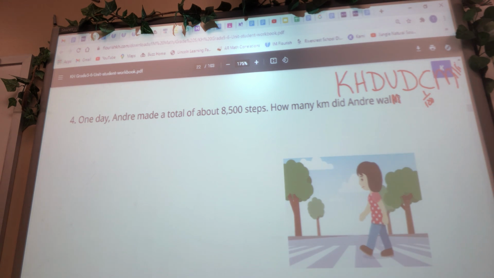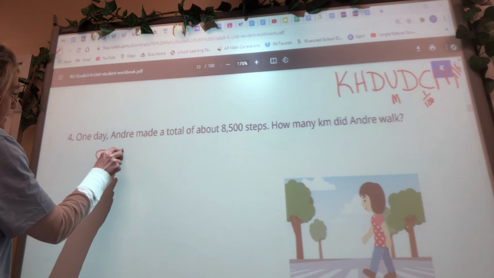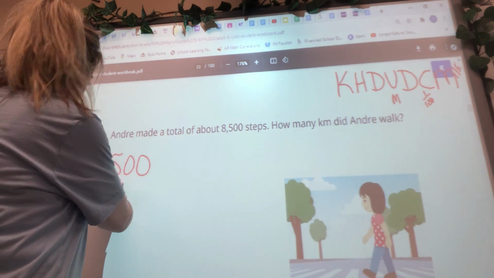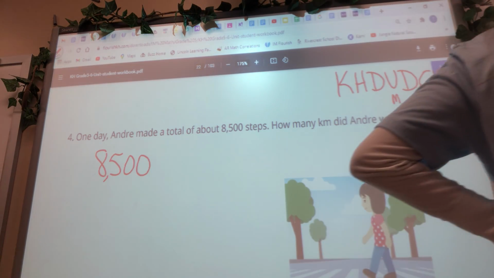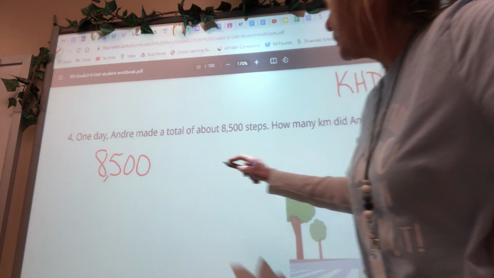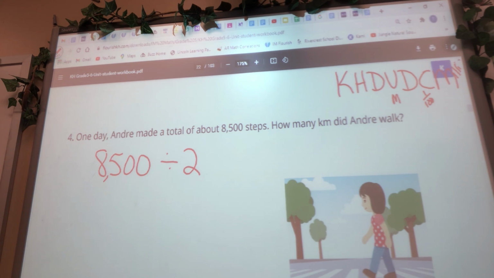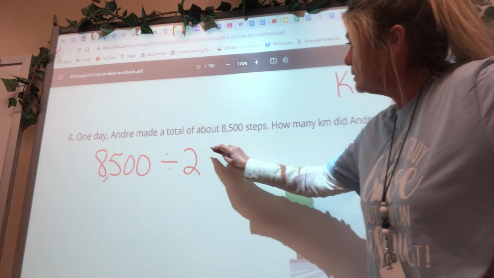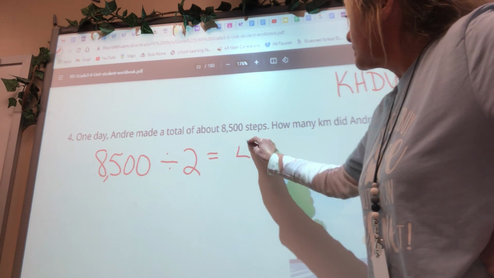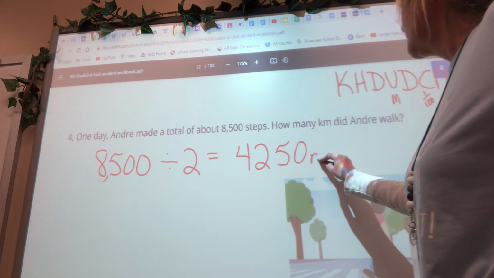One day, Andre made a total of 8,500 steps. How many kilometers did he walk? Okay, if he walked 8,500 steps in all, and let's see, if we divide that by 2, we get, let's see, that would be 4,250 meters.